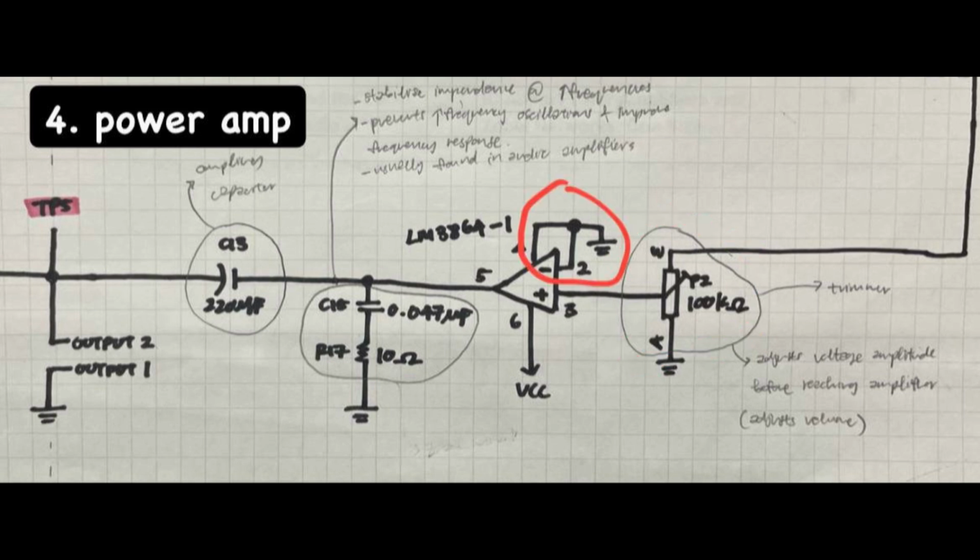Pins 2 and 4 are grounded to set a 0-volt reference for my input signal and enable a single-ended input operation. C15 and R17 form a Zobel network which helps to stabilize the impedance at high frequencies. It also prevents high-frequency oscillations and improves frequency response. This network is usually found in audio amplifiers, especially in power amplifiers like this LM3864 IC.